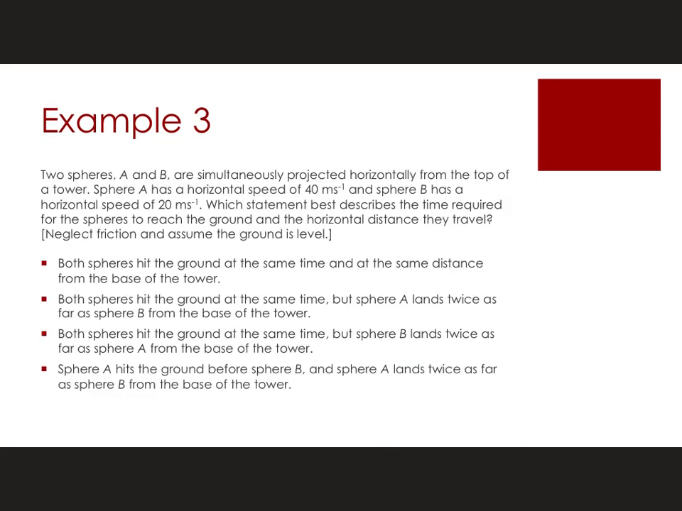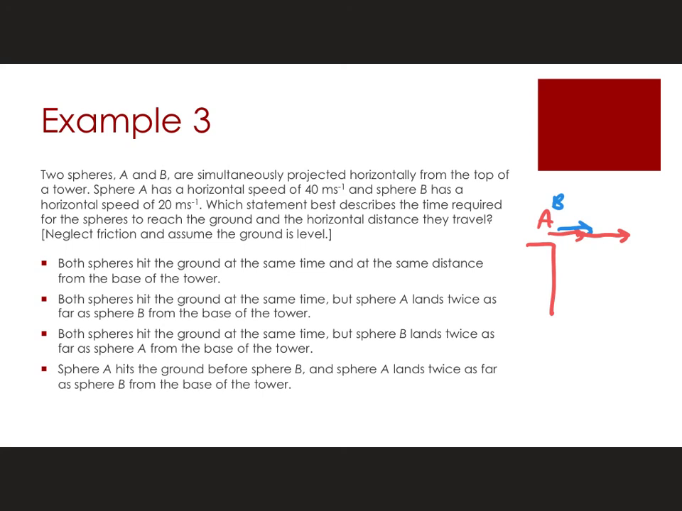Okay, one more example. Two spheres, A and B, are simultaneously projected horizontally from the top of the tower. Well, you know what? I really need some diagrams to help me out with this. So here we go. We've got A and B. I'll do B in blue. The difference is A has a speed of 40 and blue has a speed of 20. So I really should make my arrow of A twice as long.